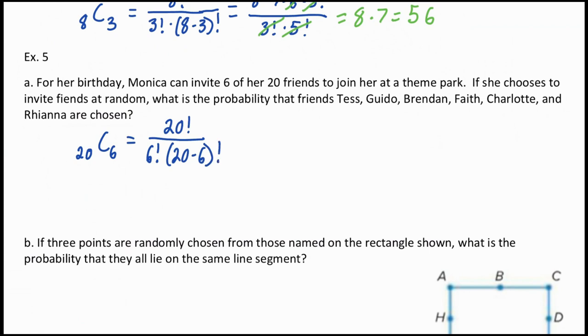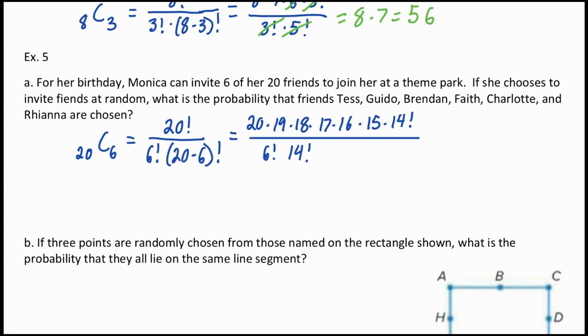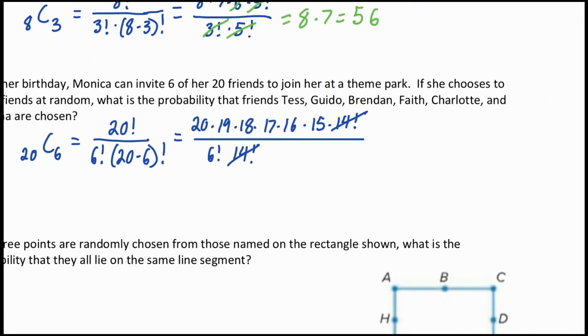All right. What is 20 minus 6? 14. Okay. So we have 6 factorial times 14 factorial, and I'm going to rewrite that numerator as 20 times 19 times 18 times 17 times 16 times 15 times 14 factorial. Alrighty. So then what's going to happen? The 14 factorials cancel. Now, you could also extend out that 6 factorial and try to cancel some things from there, or we can just let our calculator do the rest. So we should do 20 times 19 times 18 times 17 times 16 times 15.